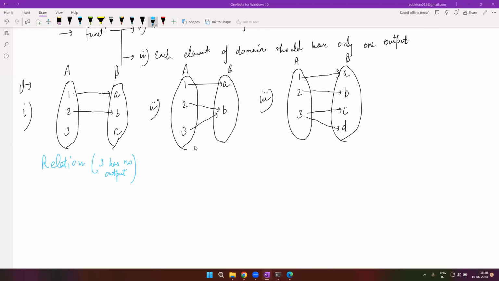Now let's come to the second. Is it a relation or function? Humamuddin, will you answer this? Is it a relation or function? Now think about it, Faiza. Okay, which element has 2 outputs? Tell me this.